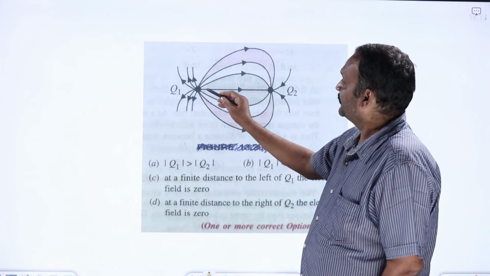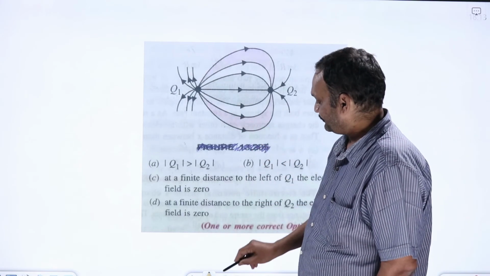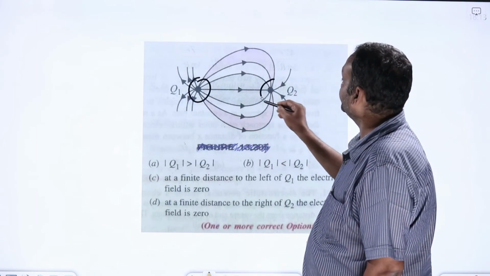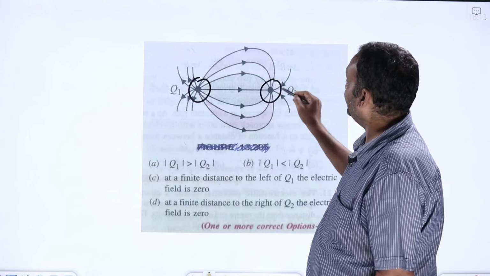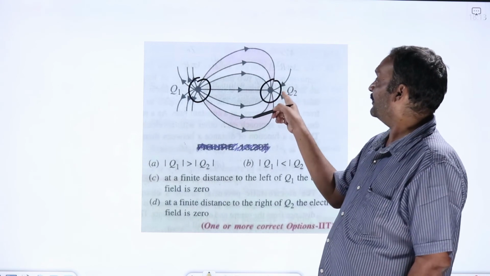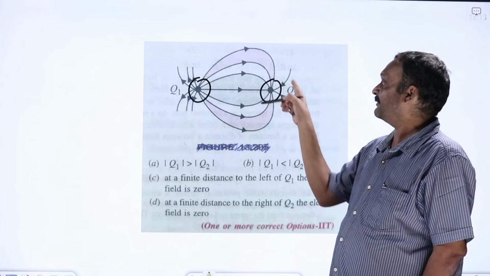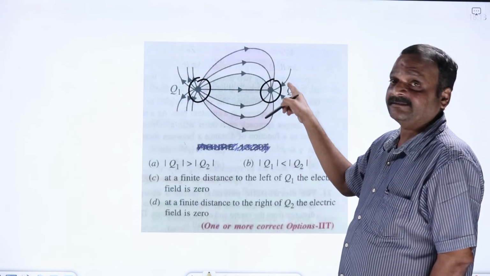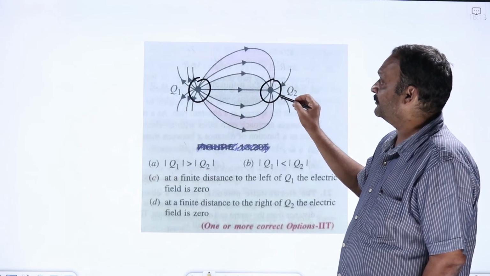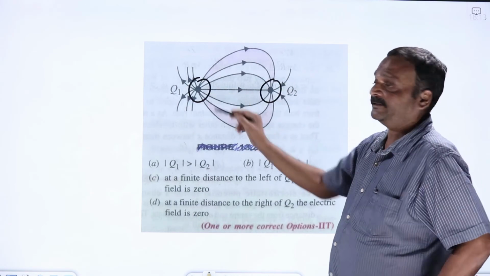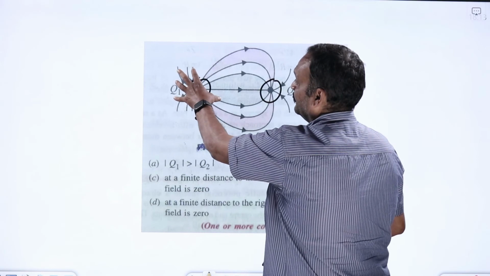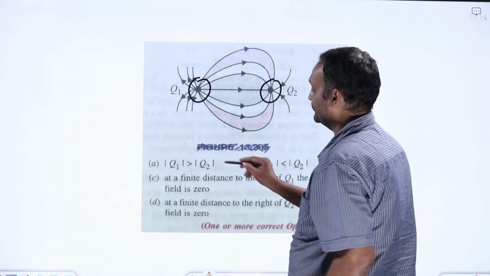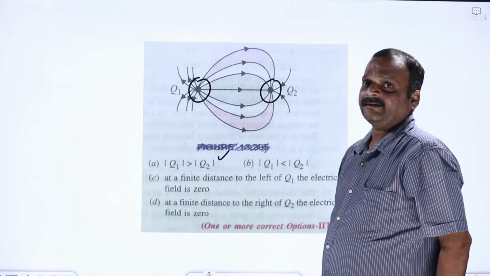Look at Q1. Some lines of force are coming here. Q2, lines of force are in the same area, but a lesser number of lines of force are coming from Q2. Which means the intensity of the electric field here is less. So charge Q2 must be less than charge Q1, because Q1 is surrounded by more lines of force. So the magnitude of Q1 should be greater than Q2. This option is correct.